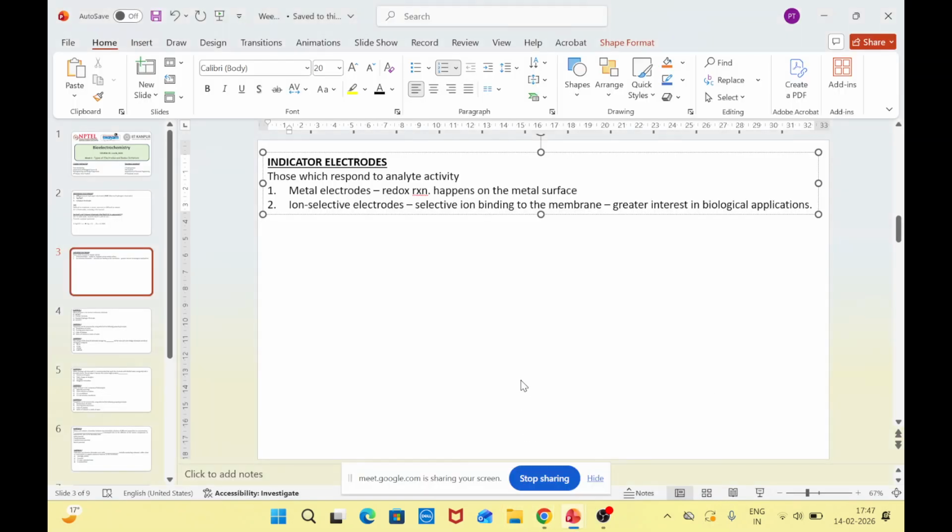So we are discussing the indicator electrodes. The first one is basically the metal electrodes. The second one is the ion selective electrodes, where selective ion binding happens to the membrane, and that is typically of greater interest from the biological perspective.